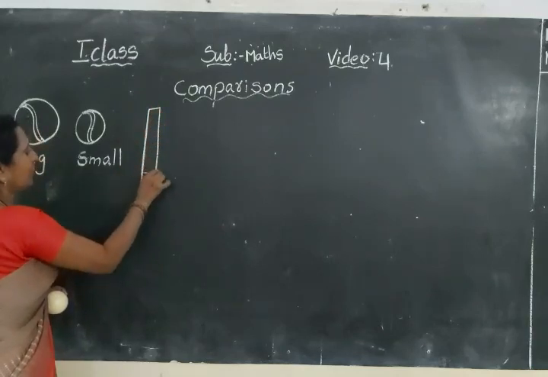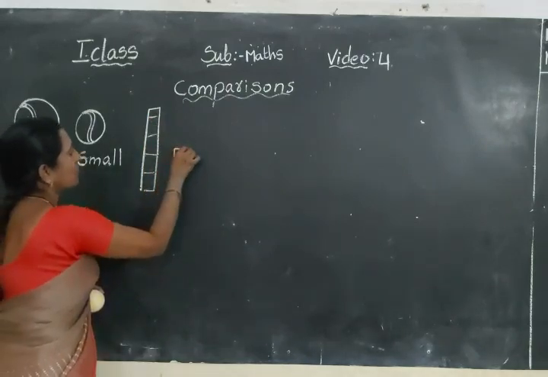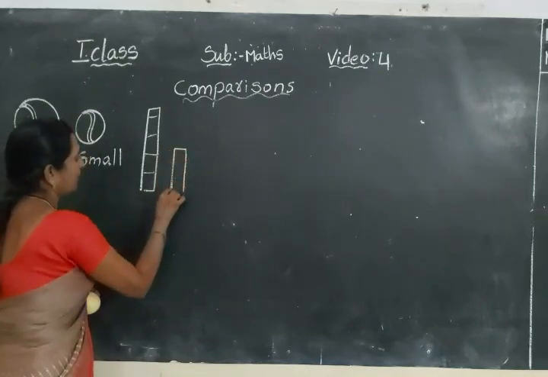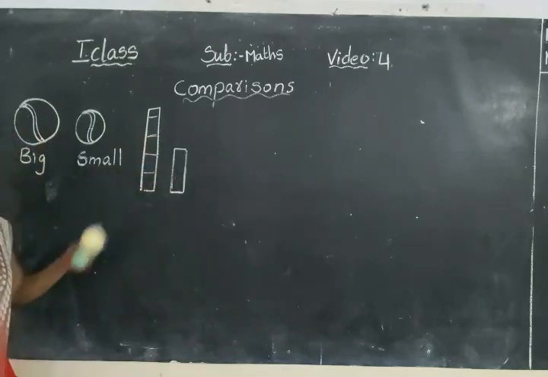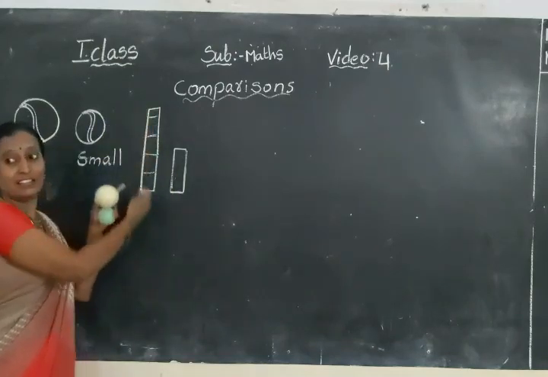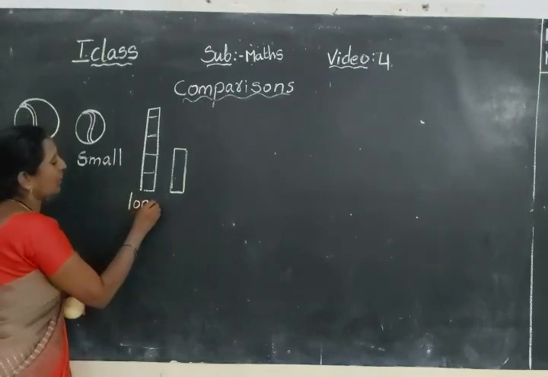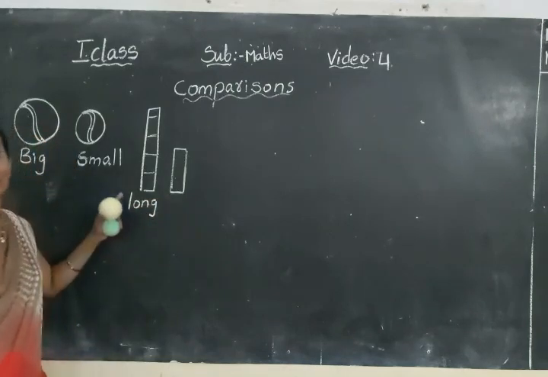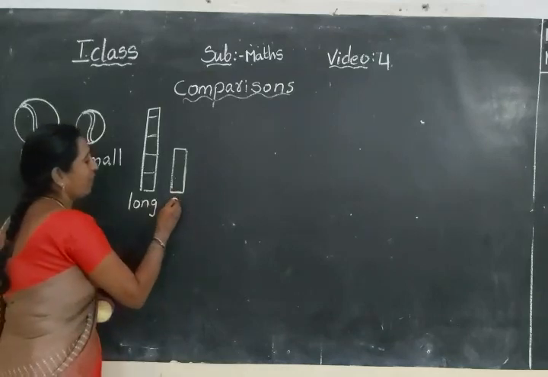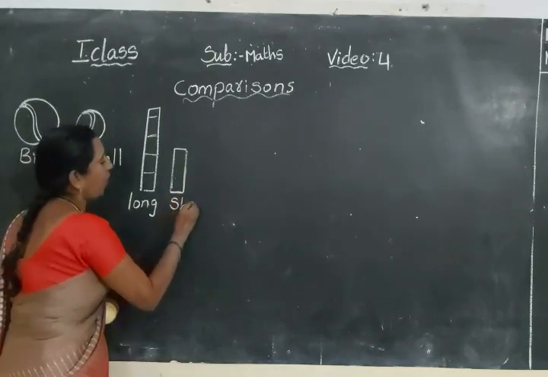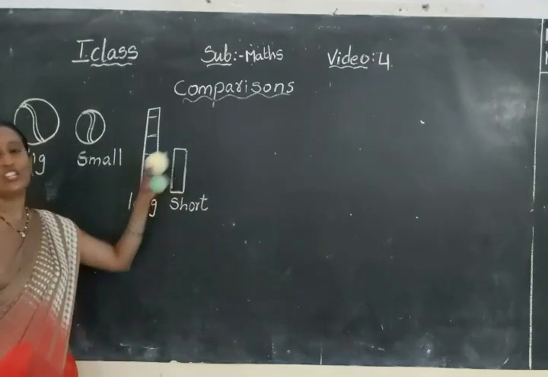What is this, my children? This is a scale, and this is also a scale. Here you are observing these two scales. You are comparing. This is long. Very good. L-O-N-G, long. This is a long scale, and this is short. S-H-O-R-T, short. This is a long scale and this is a short scale.